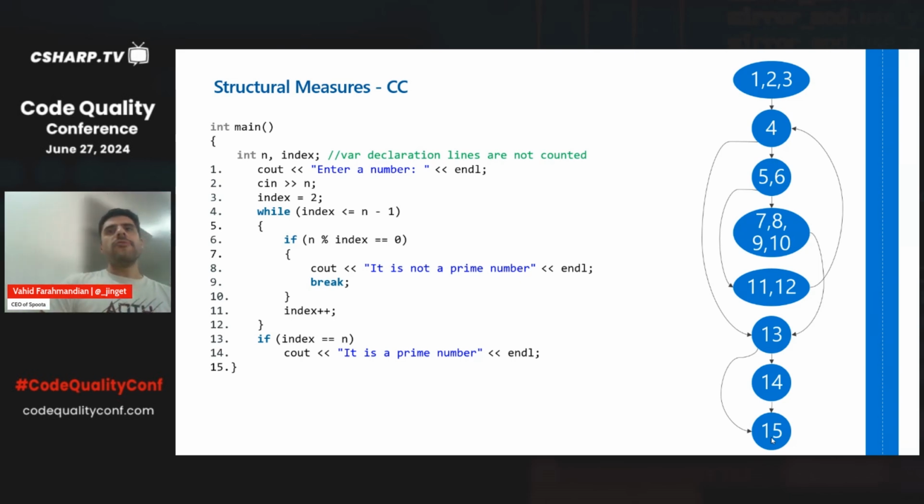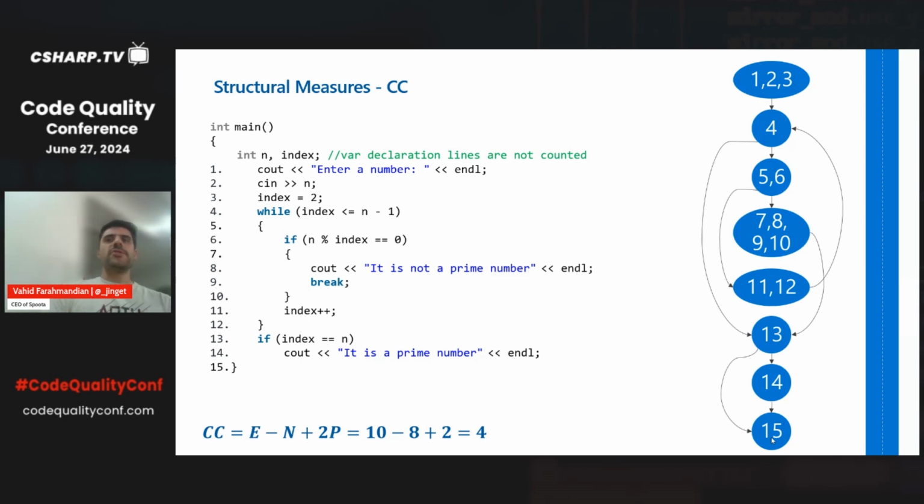So how can we use this graph to calculate the code complexity? E minus n plus 2 multiplied by p. How many edges do we have here? Let's count the arrows. We have 10 arrows in this graph, and how many shapes do we have here? We have 8 shapes. 10 minus 8 plus 2 is equal to 4.